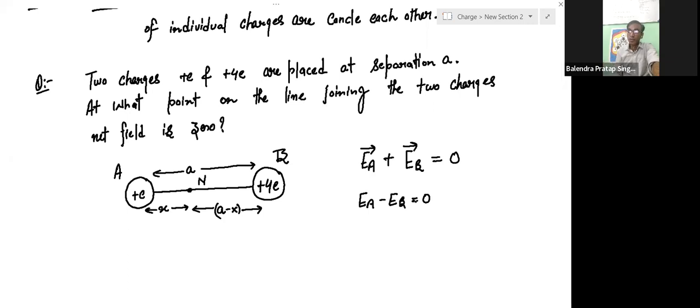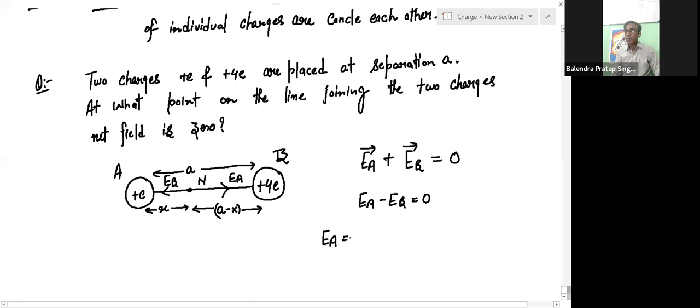Because the direction of the field due to plus E is like this, this is EA, and the direction of EB is like this one. So both have opposite directions. Now we get the equation which says that EA is equal to EB.